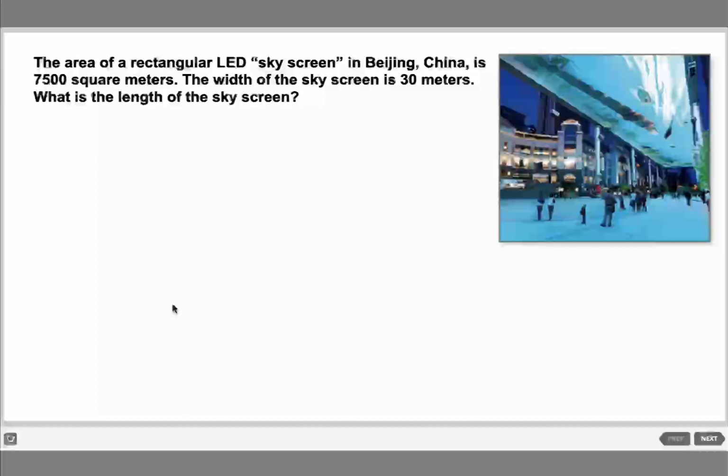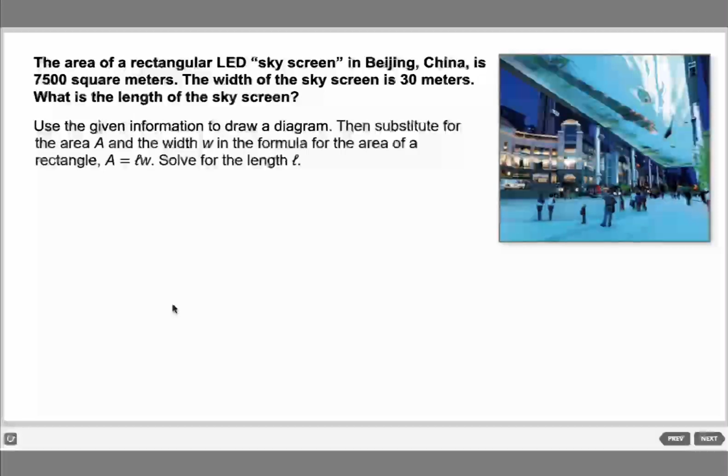So we should think first how to use this information to draw a diagram. This will help us understand the question. You know that we can substitute for the area A and the width W in the formula for the area of a rectangle. Do you remember the formula? A equals LW. A is area, L is length, W is width. So the area equals length multiplied by width, or A equals LW. Then solve for the length.